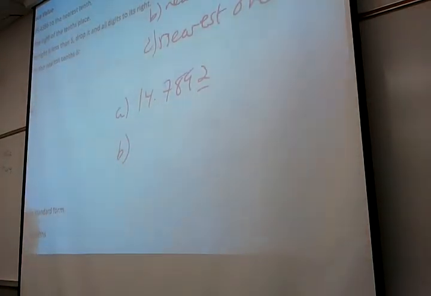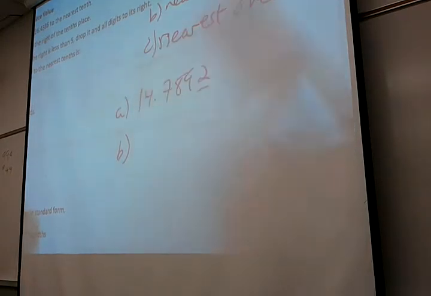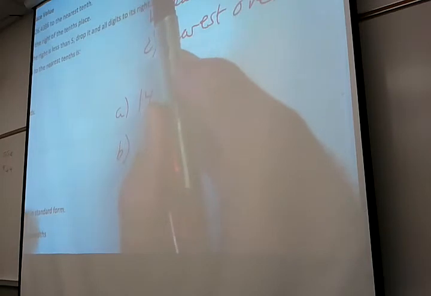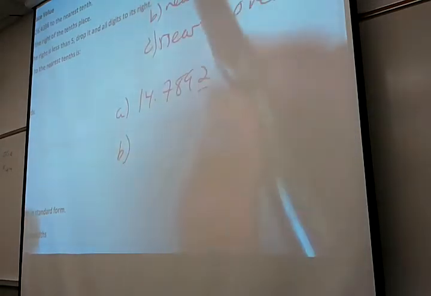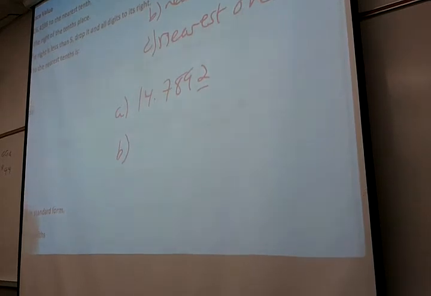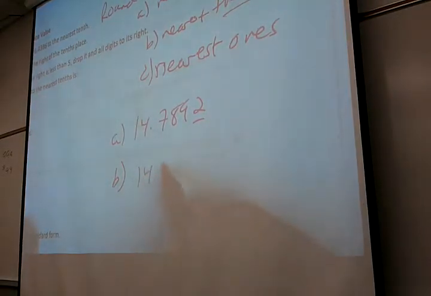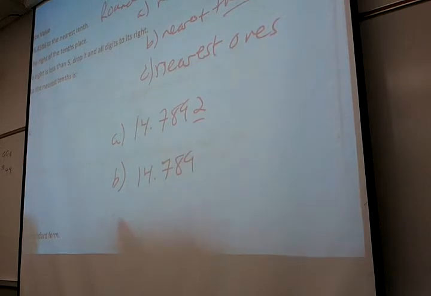So what about thousandths? What number's in the thousandths place? Careful now. That's tenths, hundredths, thousandths. Yeah. The 9. Of course, what happens to it then? We can't see the 9. Oh, sorry. Thank you. Look at the 2. It stays a 9, so it's 14.789. I love it.